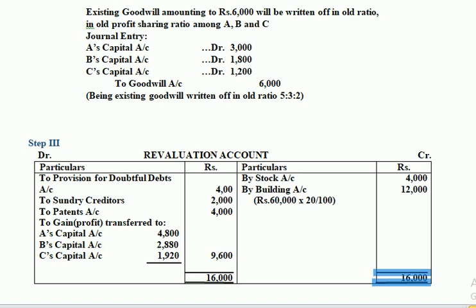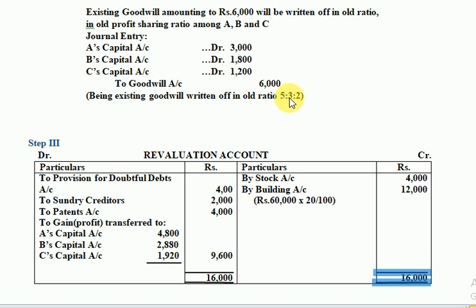Now in the question balance sheet asset side, there was an existing goodwill at rupees 6,000. So this should always be written off in the old profit sharing ratio among partners A, B and C. So to write off this existing goodwill, the journal entry goes: A's capital account debit 3,000, B's capital account debit 1,800 and C's capital account 1,200, to goodwill account 6,000, being existing goodwill written off in old ratio 5:3:2. So we are done with 2 steps, which is part of working notes.